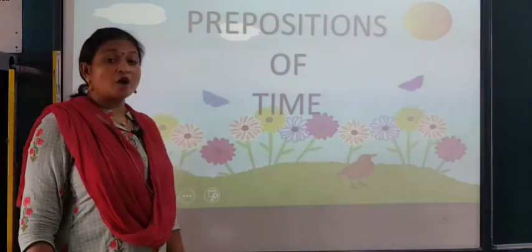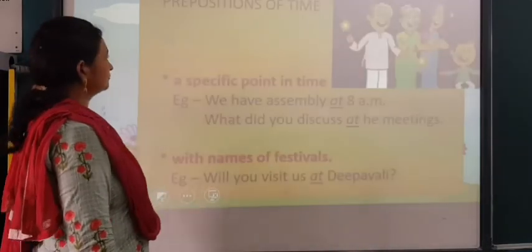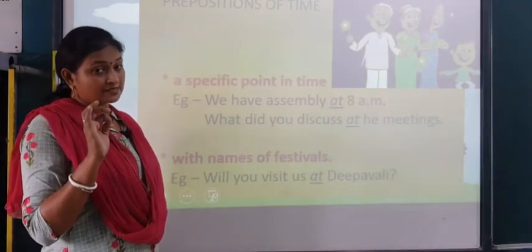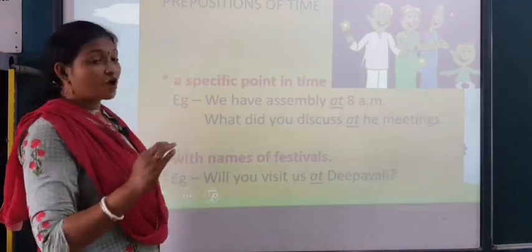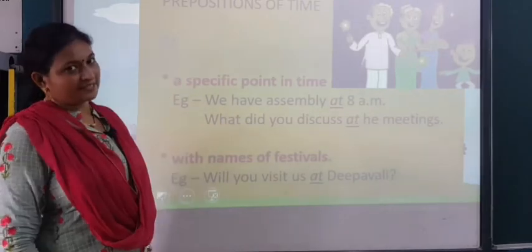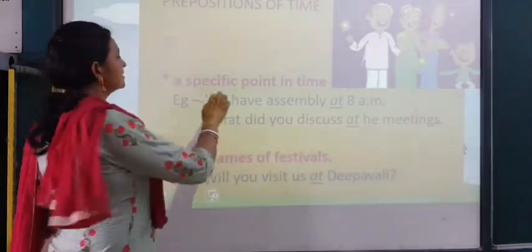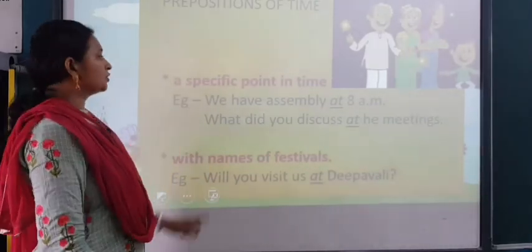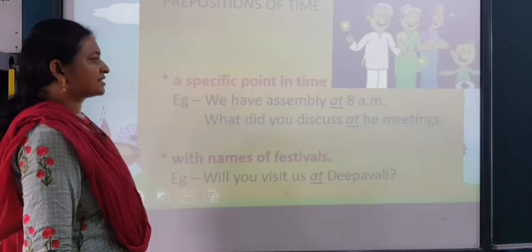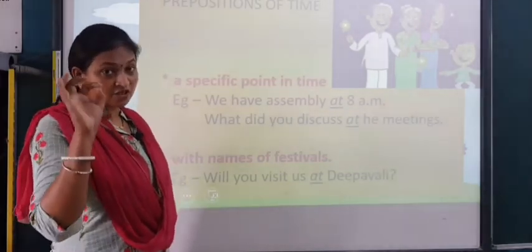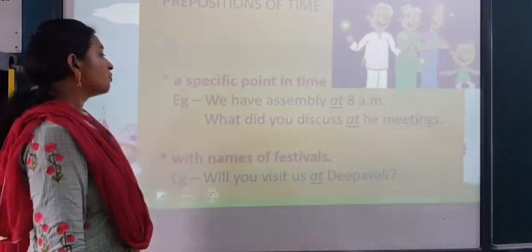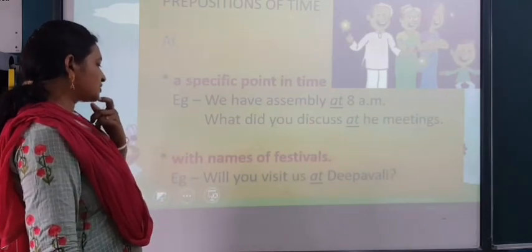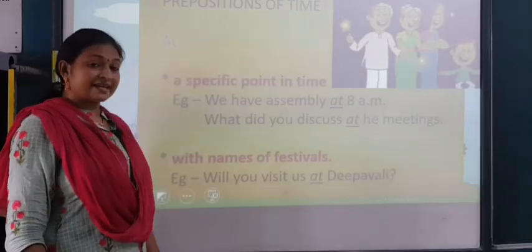Now, prepositions of time. Preposition of time, at. See, that was the preposition of place, now it is the preposition of time. Again you have at. So at is always used when it is specific. Whenever you have any specific detail to be given, it is always at. We have assembly at 8 a.m. We are very sure that the time is given. What did you discuss at the meeting? With names of festivals: will you visit us at Diwali?